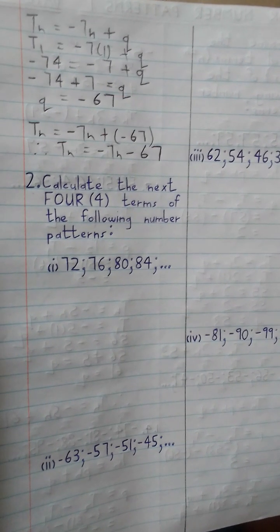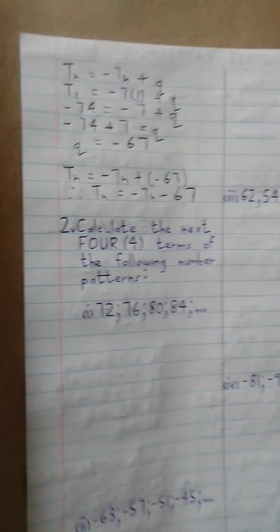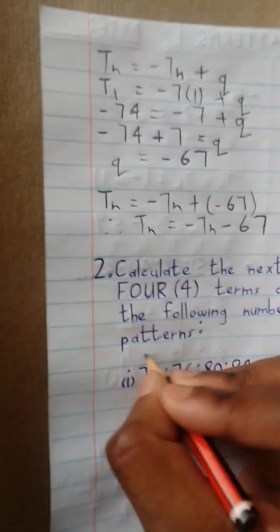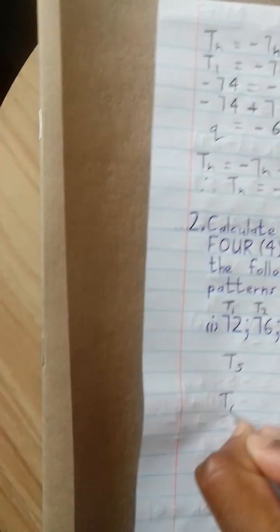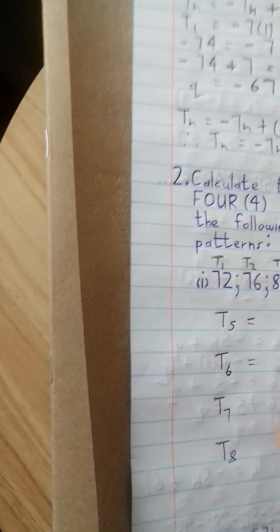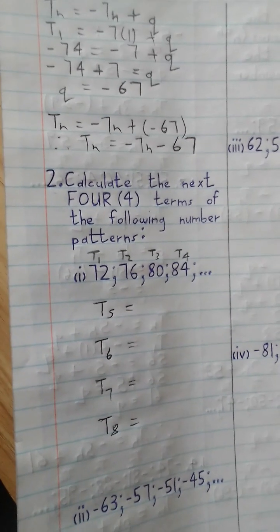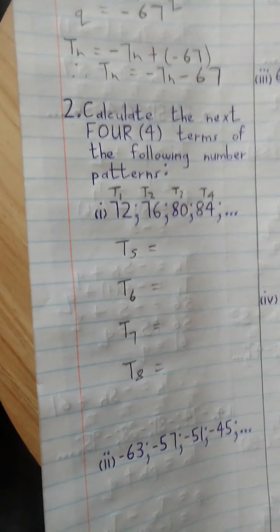Number 2 states, calculate the next 4 terms of the following number patterns. Roman numeral 1: 72, 76, 80, 84. So, as usual, you label. We have up until T4 again. So the next 4 are T5, T6, T7, T8. We're going to calculate P, which is T2, 76, minus T1, 72. So we keep adding 4.